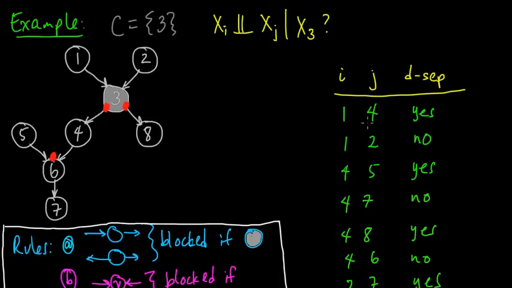And remember, when they're d-separated, that implies that they are conditionally independent given C, given 3 in this case. But if they're not d-separated, that does not necessarily imply that they are conditionally dependent. So always bear that in mind. I'll keep harping on that so you never forget it. So let's do another example.